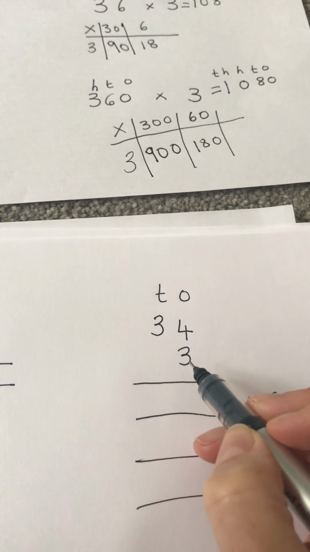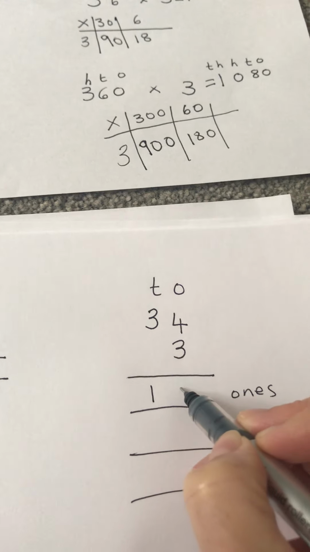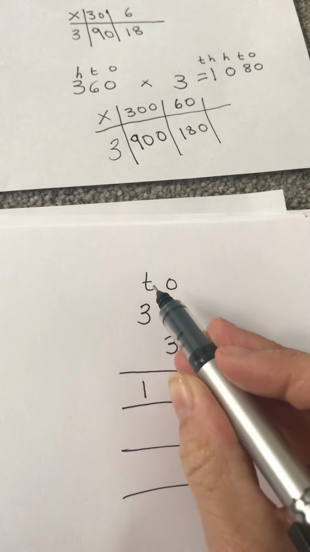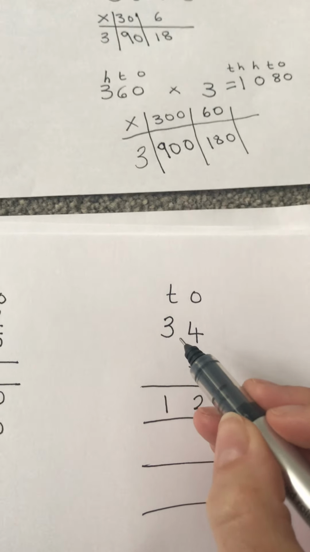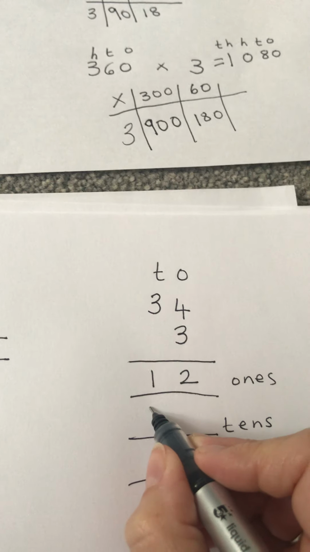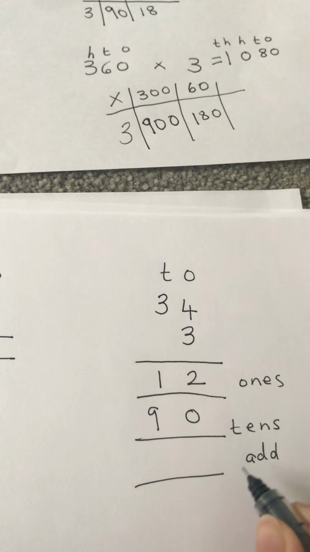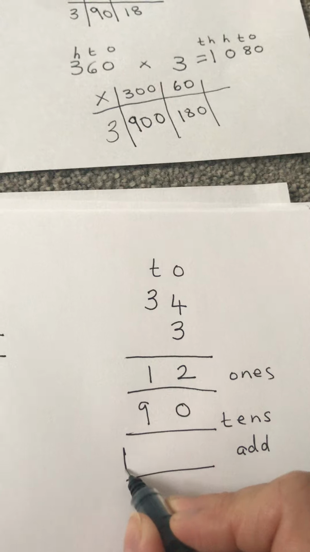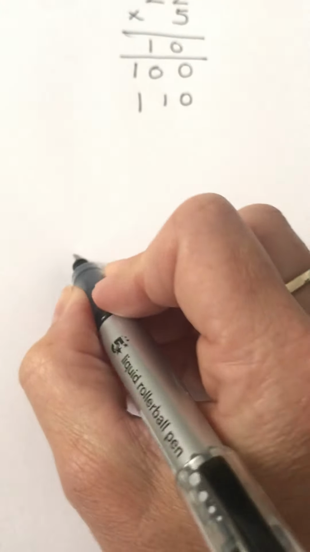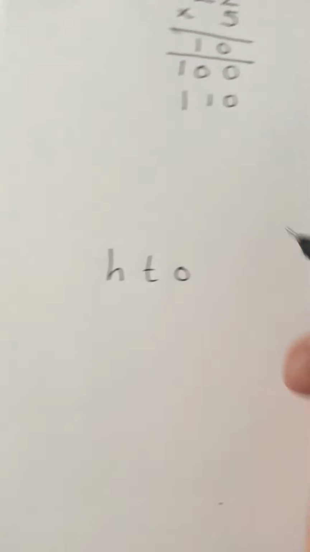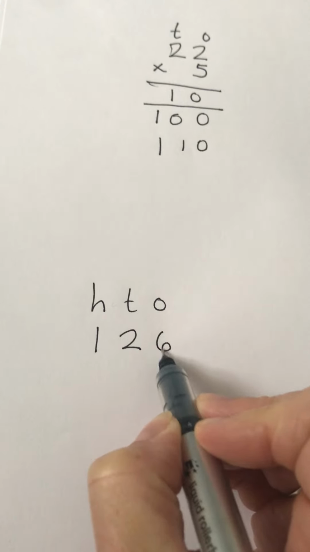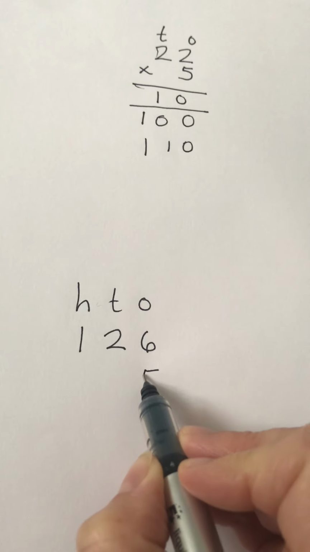4 lots of 3 is 12, and then I have to remember this is 30, not 3, so 3 times 3 is 9, but 30 times 3 is 90, and then I add those together to get 102. Okay, you could do the same thing if you had hundreds, tens and ones. So if you had 126 times 5, for example.